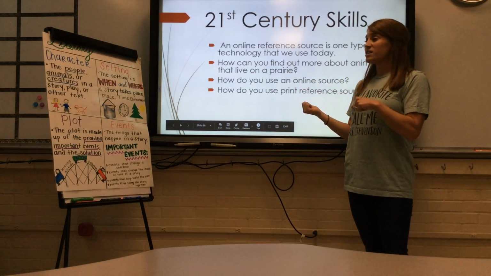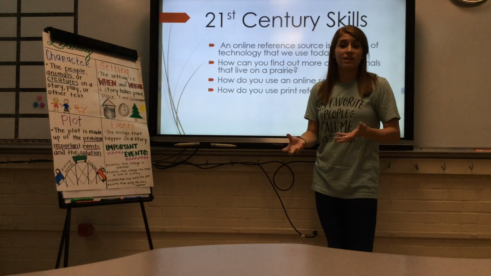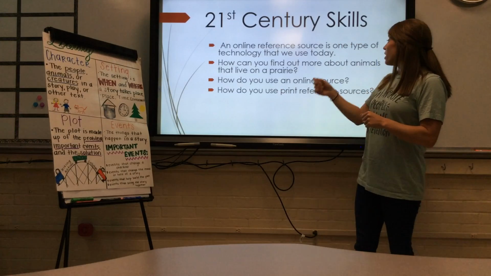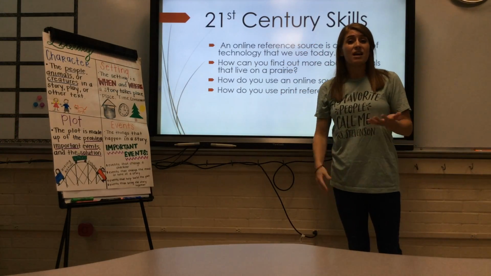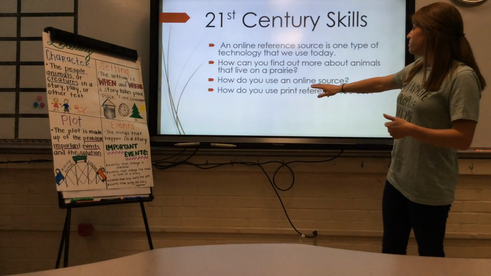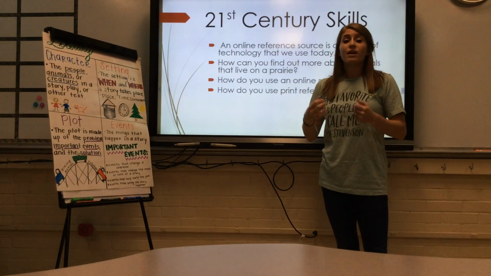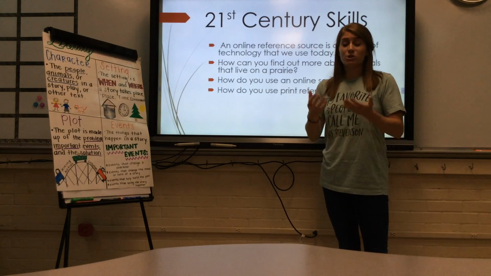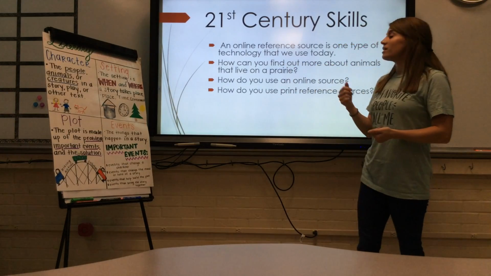So if we want to learn something about animals that live on a prairie, we know that we can log onto the internet, go to Google and type in that search bar, animals that live on a prairie, and it's going to come up with tons of sites that give us all of this information about animals that live on a prairie. What about a print reference resource? What does that mean? So that would mean that you're going to a library to find a book that you can actually hold in your hand to find information about animals that live on a prairie.